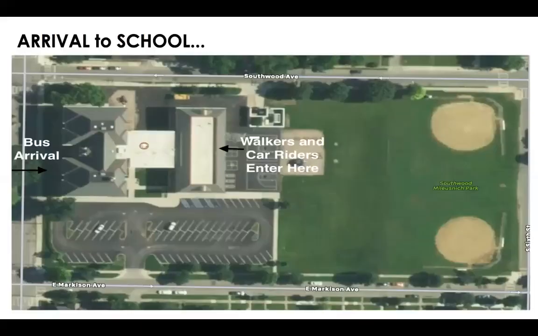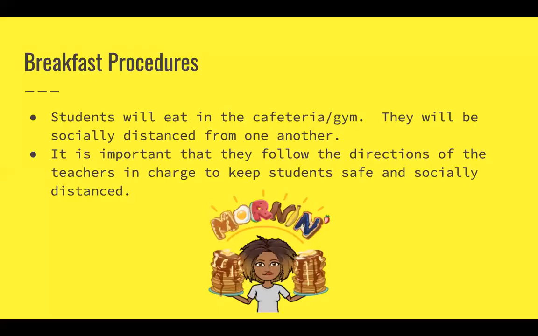Arrival to school. Please view this map to know that walkers and car riders will enter through the cafeteria doors, and bus students will arrive and enter through the 4th Street doors. Breakfast procedures. Students will eat in the cafeteria or gym. They will be socially distanced from one another. It is important that they follow the directions of the teachers in charge to keep students safe and socially distanced.